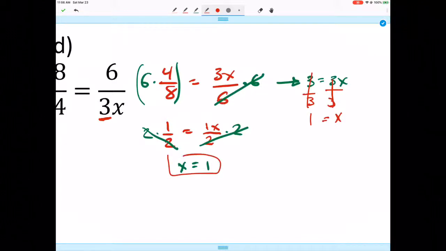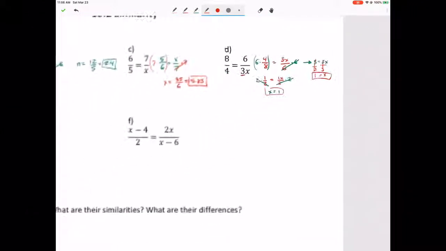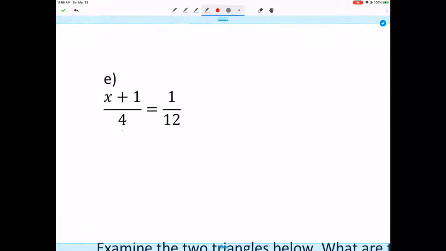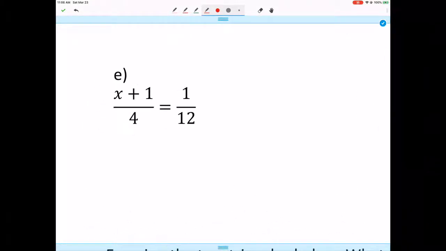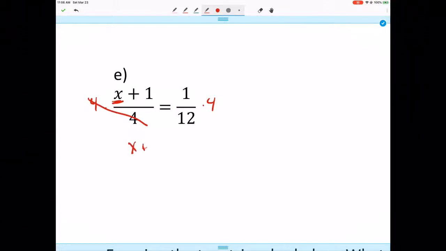Right? So both ways, we get the same answer, whatever works best for you. Okay? Same thing. We want to get x by itself. So the first thing we might do to take care of this denominator is multiply both sides by 4. That would cancel, and we would get x plus 1 equals 4/12, or 1/3. 1/12 times 4 is 1/3.